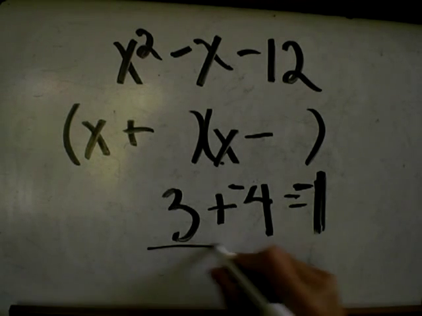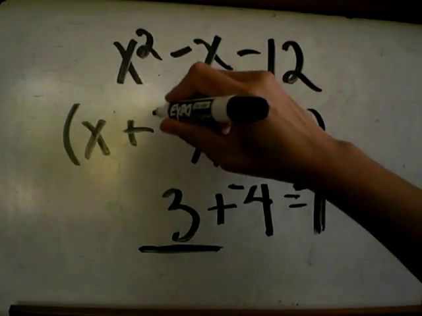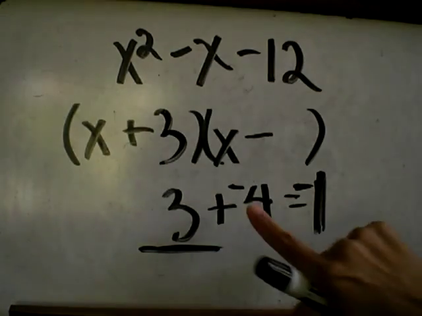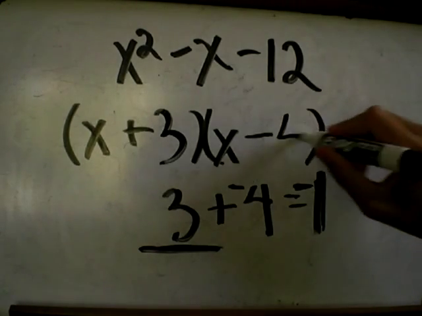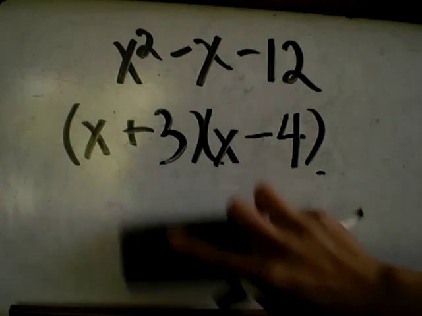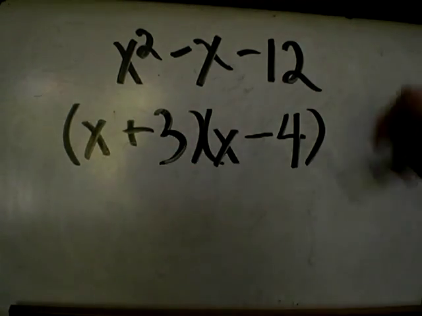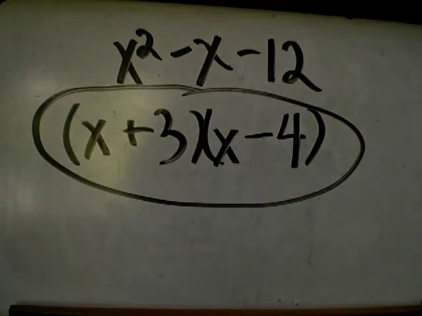Now we can take this 3. Since it's a positive 3, it goes right in here. And since this is the negative 4, it goes over here. We plug that in here. So there we go. I've just factored this trinomial, and I factored it right here.